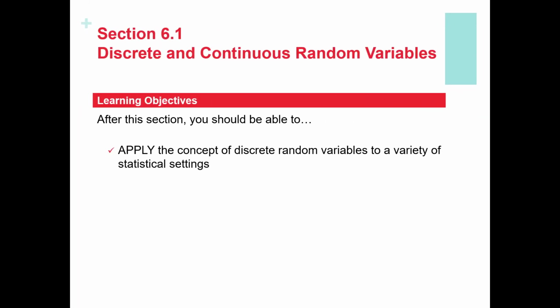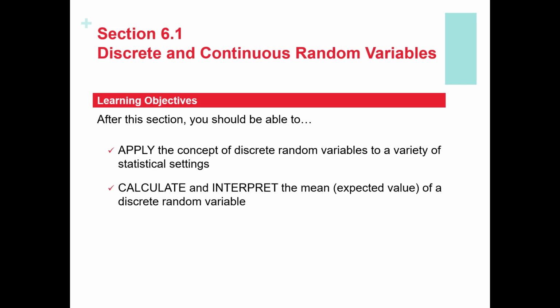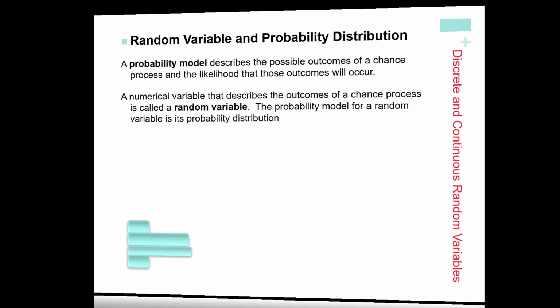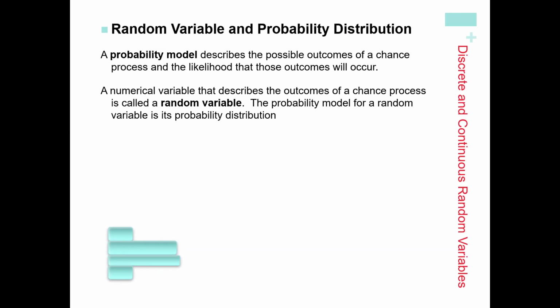After this section, you should be able to apply the concept of discrete random variables to a variety of statistical settings, calculate and interpret the mean, or what we call expected value, of a discrete random variable. We'll be able to calculate and interpret the standard deviation and variance of a discrete random variable, and we'll be able to describe continuous random variables. And by the way, we might not get to all those objectives in this video, but we will in class when we catch up.